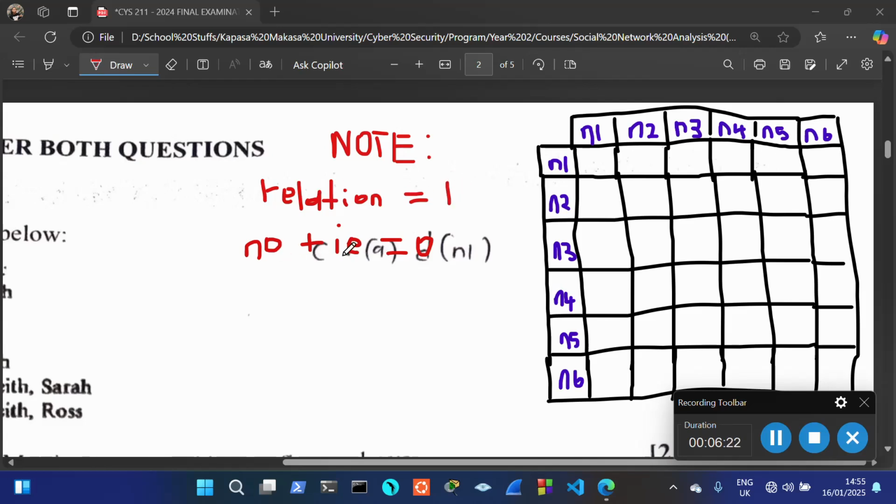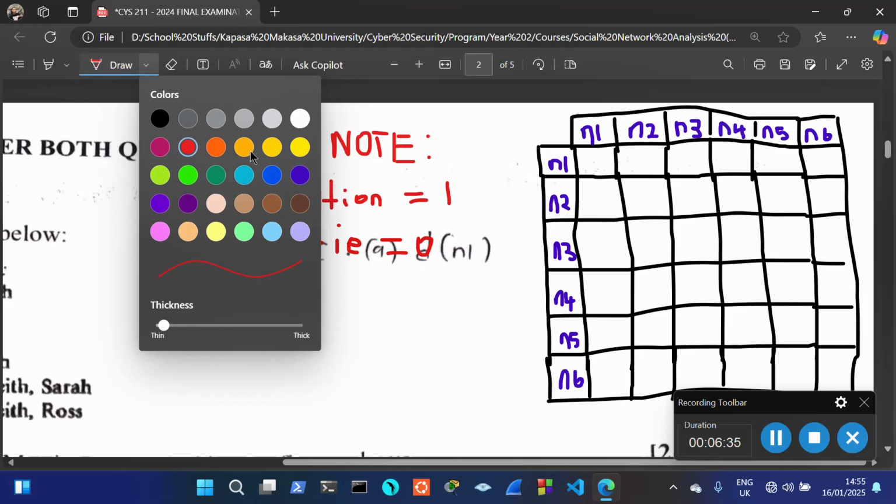If no tie or relation exists, and by a tie we simply mean a relation or a connection, we are going to say 0. So let's put this into practice and start doing our work.